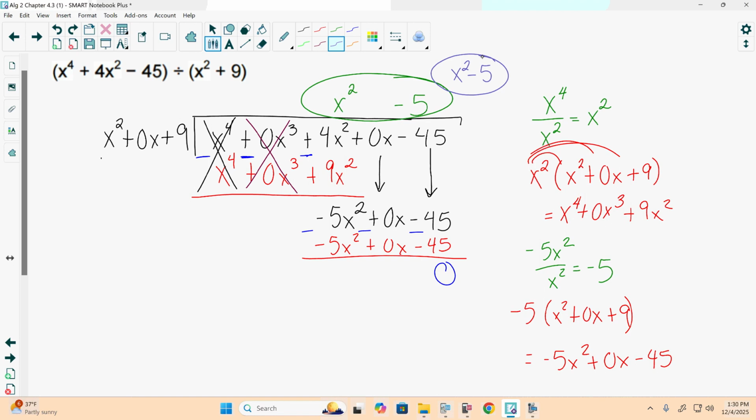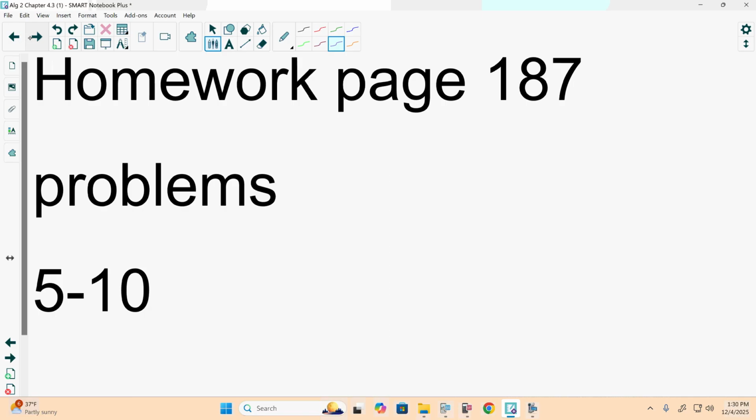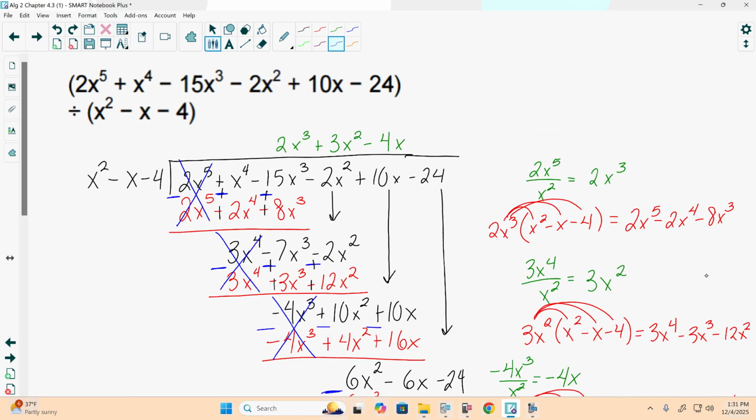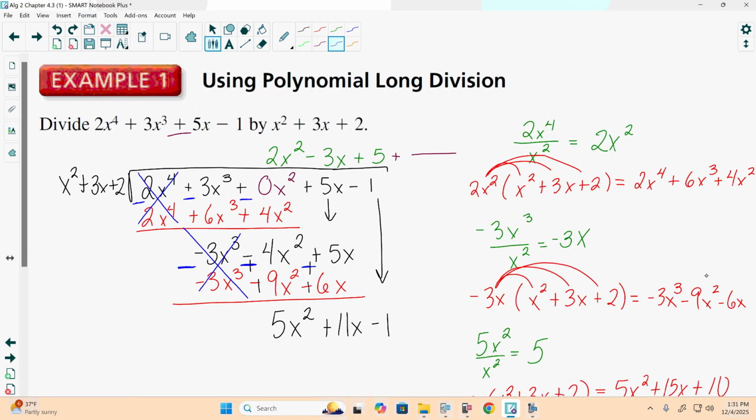And so are you ready for the 30 question assignment? 5 through 10. All but I think one of the 6 problems is going to have a remainder. One of those 6 is not going to have a remainder. Tomorrow we're going to go over synthetic division.